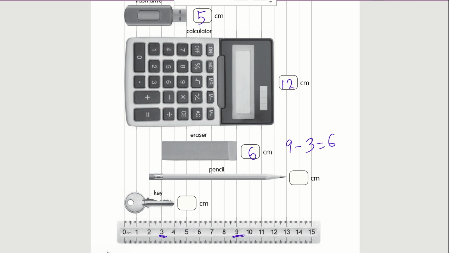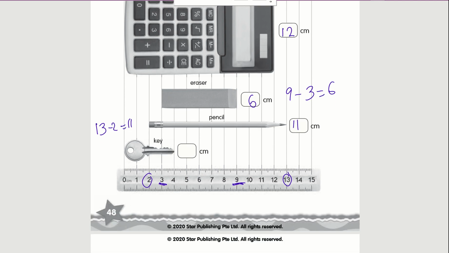Same thing for the pencil. Okay, it ends at 13 and it starts at 2. So we need to do 13 minus 2, which gives you 11. So the pencil is 11 centimeters and the key is 4 centimeters.